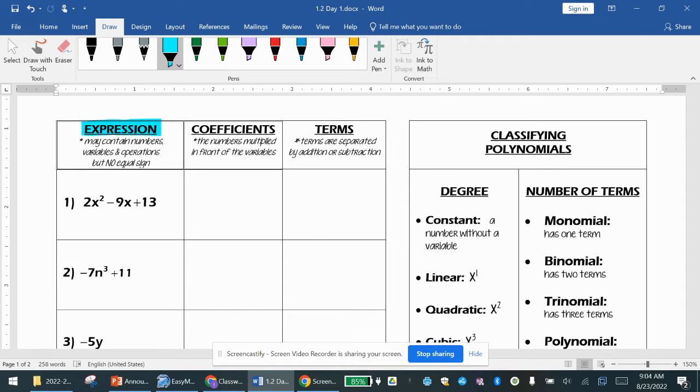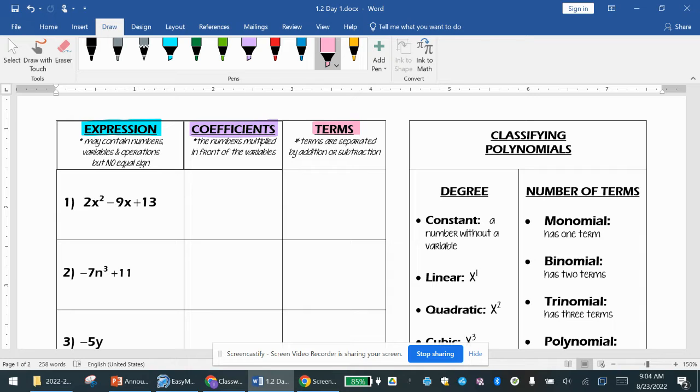There are also coefficients. Coefficients are any number that's multiplied in front of a variable. Finally, terms. Terms are separated by addition or subtraction. All right, so let's take a look at number 1.